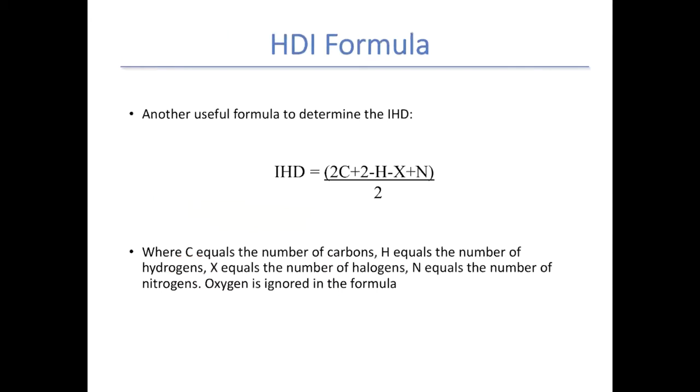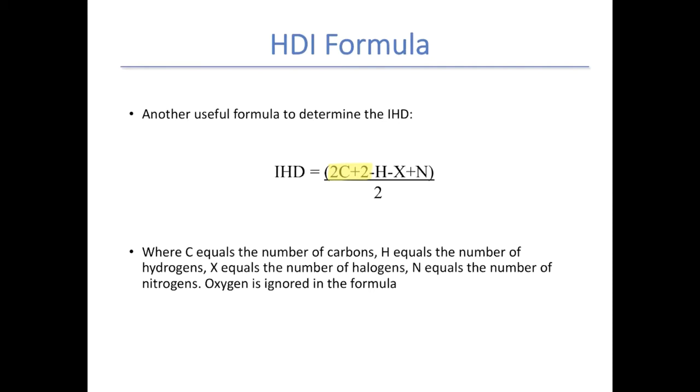Sometimes we do not have the structure already drawn for us, but we can still determine the HDI. So we can use this useful formula to figure out what the HDI of any molecule is. If we look at our formula, we can see that we have the 2 carbons times 2. That would give us a fully saturated compound, if we remember from earlier.